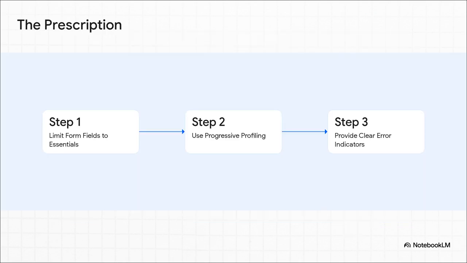So the prescription? First, only ask for what you absolutely need right now. Second, think about gathering more information over time. There's a technique called progressive profiling, instead of demanding it all at once. And finally, if there is an error, make it obvious what needs to be fixed.